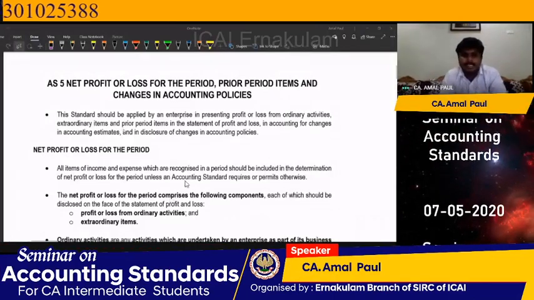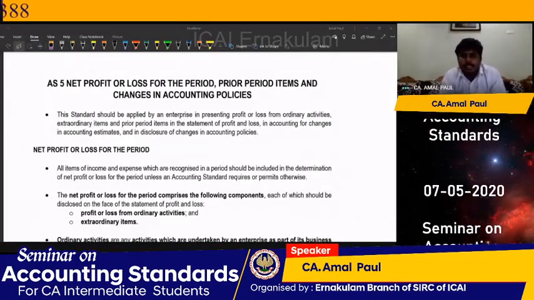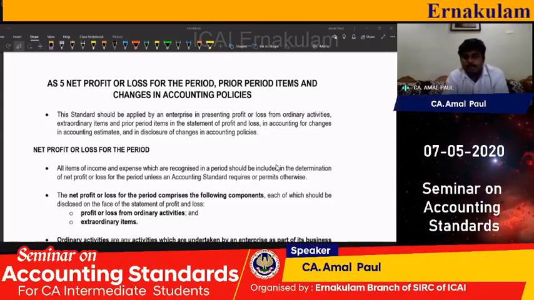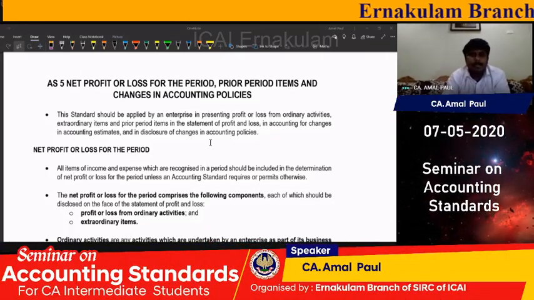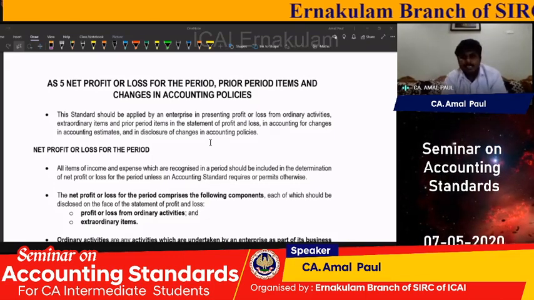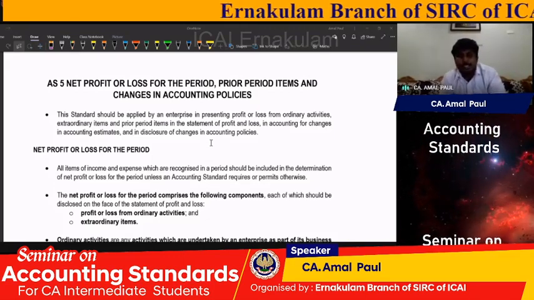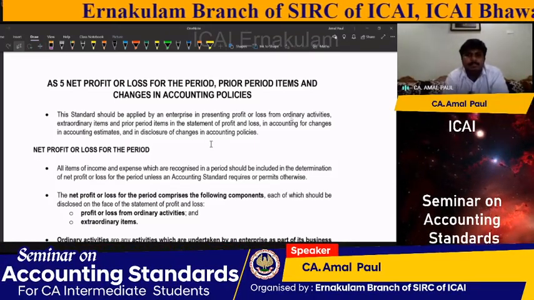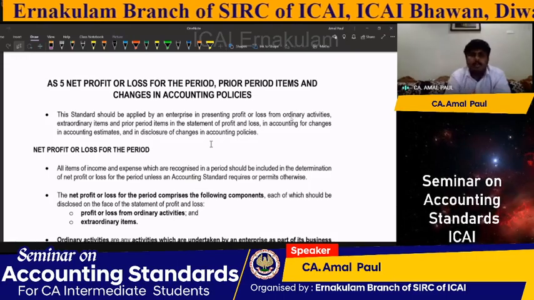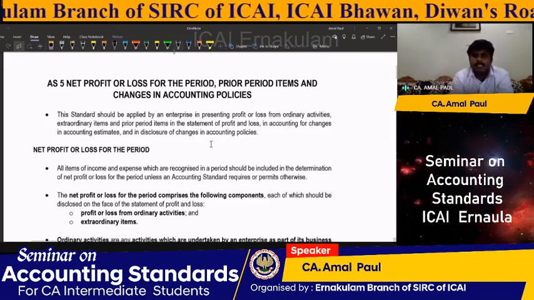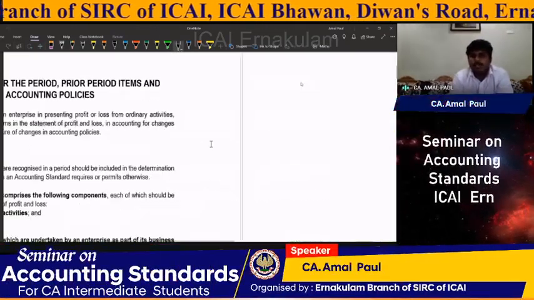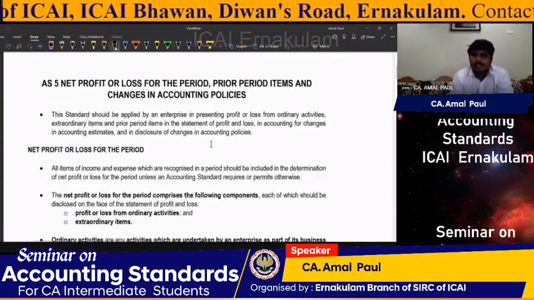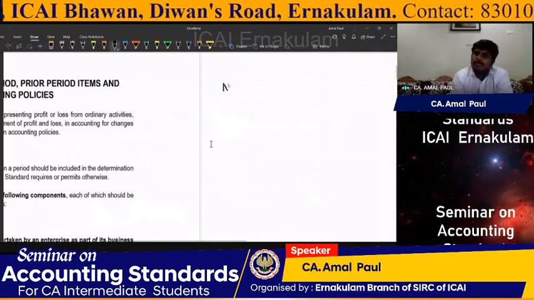This is your next standard, that is nothing but AS5, net profit or loss for the period, prior period items, and changes in accounting policies. So the standard deals with various aspects. So we will divide the standard into 4 parts. The first part is net profit or loss for the period.